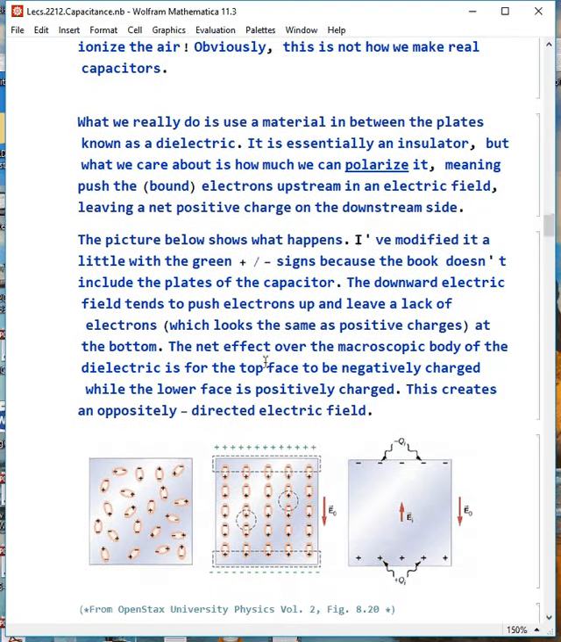What we really do is put a material between the plates known as a dielectric. It's basically an insulator, but the main thing for us is how well it polarizes. That means how well can we get the bound electrons on the atoms to go upstream a little bit in the electric field and leave the positively charged nuclei behind. Now, this is a very, very small displacement. We're talking about much smaller than a nanometer.